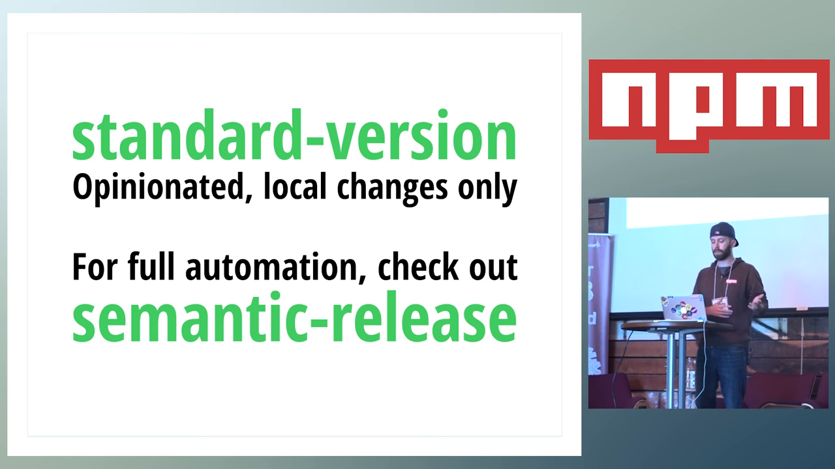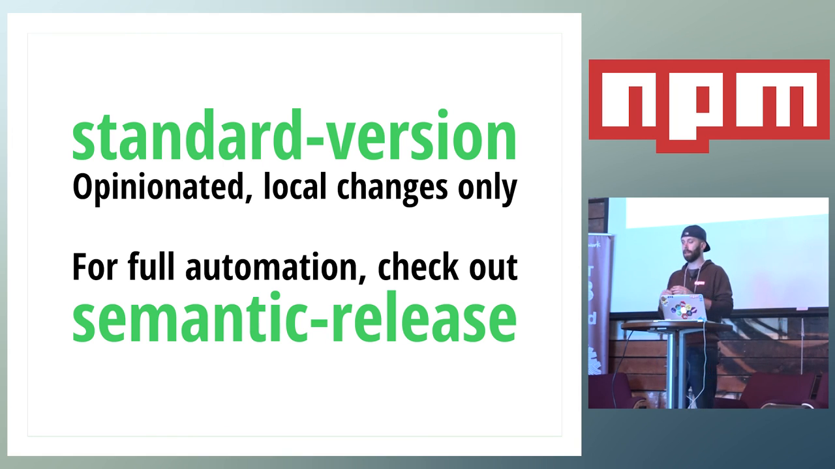So standard version is what I would call an opinionated library because we expect you to use Angular commit conventions. It only makes changes to your project locally, right? So what that means is it's only touching your Git repository that you have cloned on your machine. It doesn't actually publish anything for you. It doesn't actually push anything for you, and that's just so that after you cut a release, you can verify things manually if you want to. Before you publish them, everything is good.